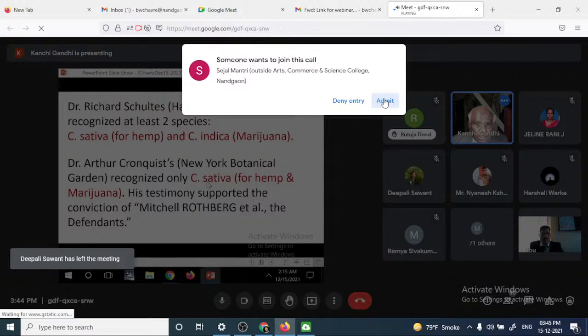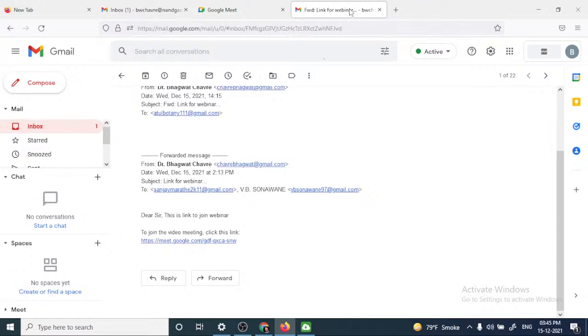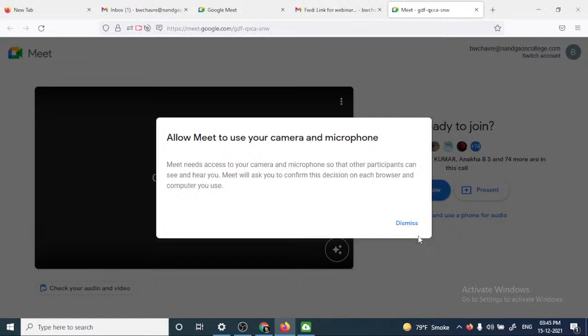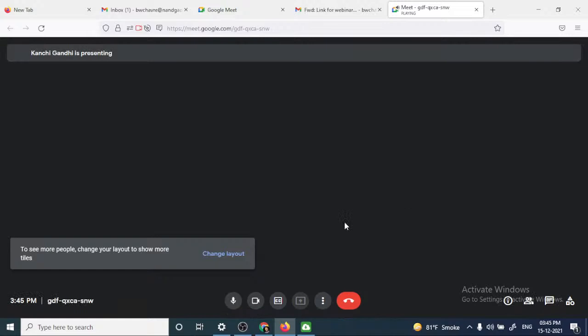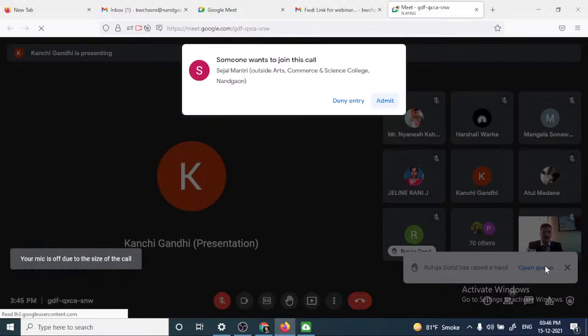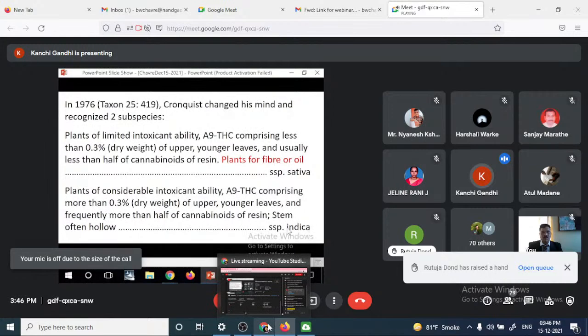So, the New York judge accepted Dr. Cronquist's suggestion. Then he realized that plants for fiber and oil are sativa and plants for marijuana are subspecies indica. About 4 years later, Cronquist changed his mind. But still it is an ongoing debate. Are there two varieties, two subspecies, or what?